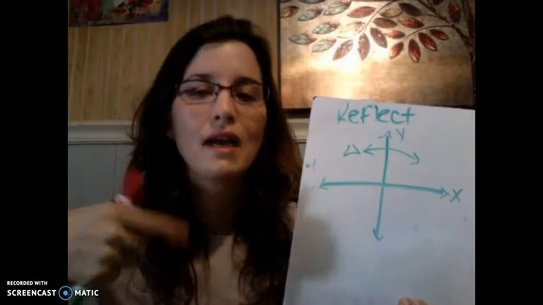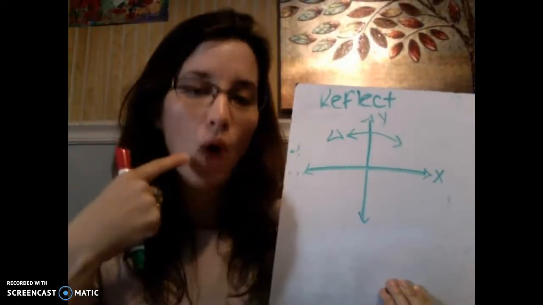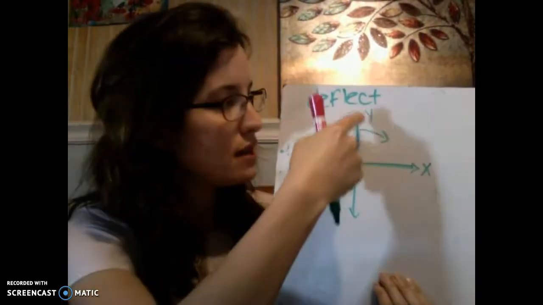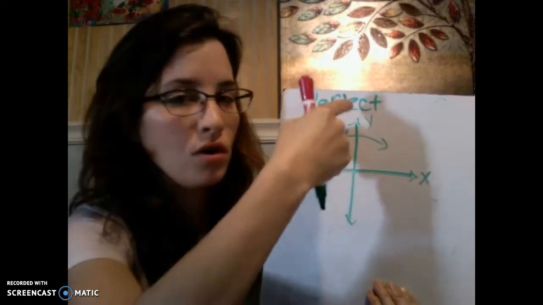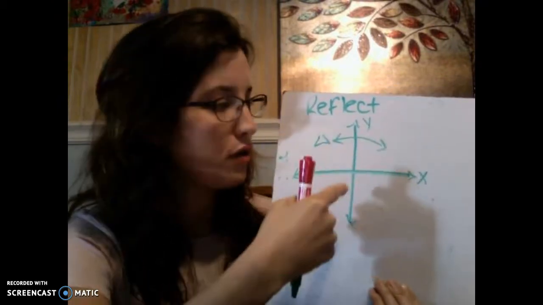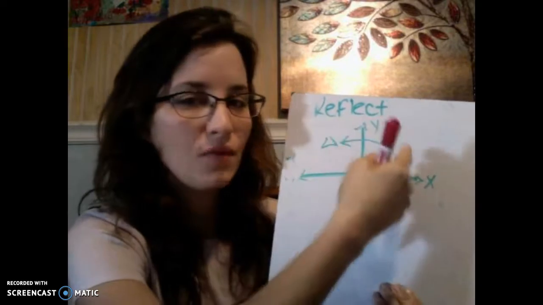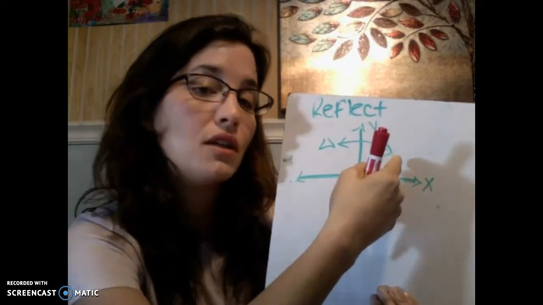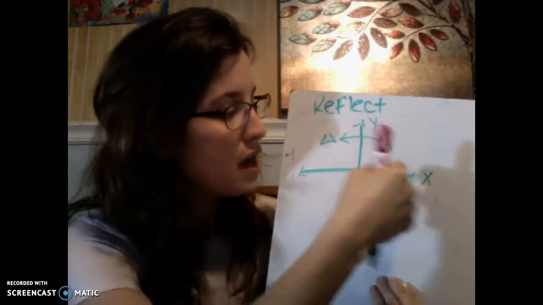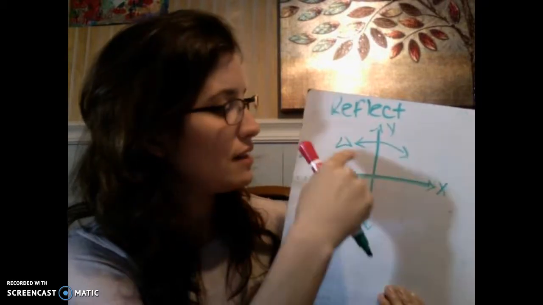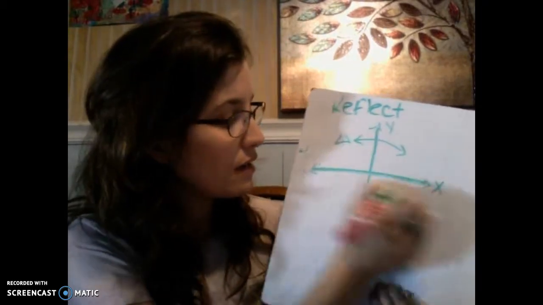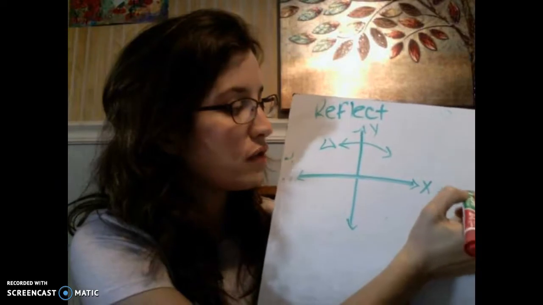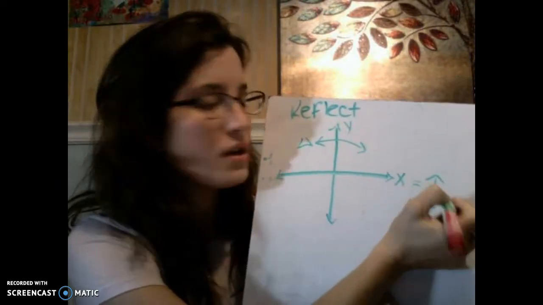Say that again. When I want to reflect over the y-axis, that means I want to fold over, this is the line you're folding over. So I'd have to go left and right to fold over it. That's reflecting over the y-axis. If I want to reflect over the x-axis, then when you reflect over x, it is going to be going up or down.